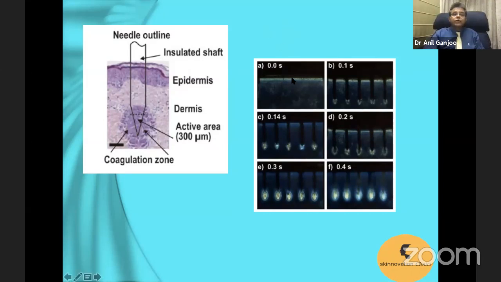In this diagram on the right side, you will see, as we increase the duration of release of energy from 0.1 second to 0.2 to 0.4, you will see that the amount of coagulation produced in the surrounding skin increases. So the duration of delivery of energy will determine how much coagulation you will produce within the dermis, and that will finally determine your outcome of the resurfacing procedure.